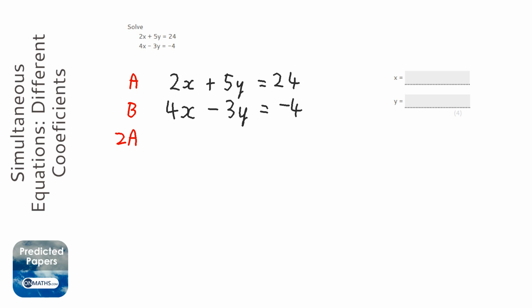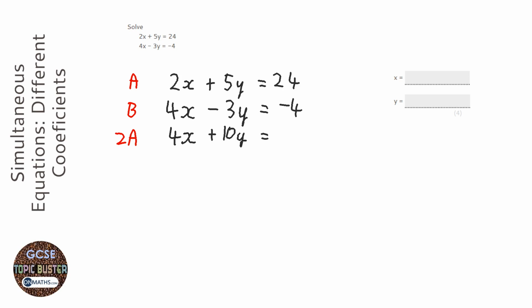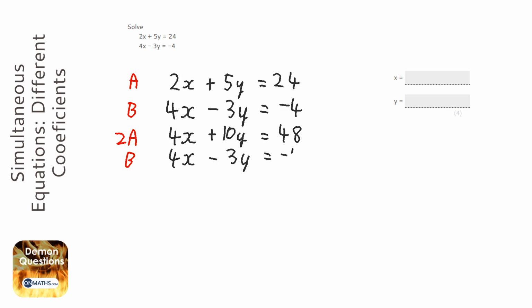So I'm going to double everything in A. Double the 2x to make 4x to make the x's the same. Double the 5 before the y, so that's 10y now. And double the 24 to make 48. Now, it's normally the case that if I write down B again, it makes things easier. So I'm just going to literally copy down B underneath.